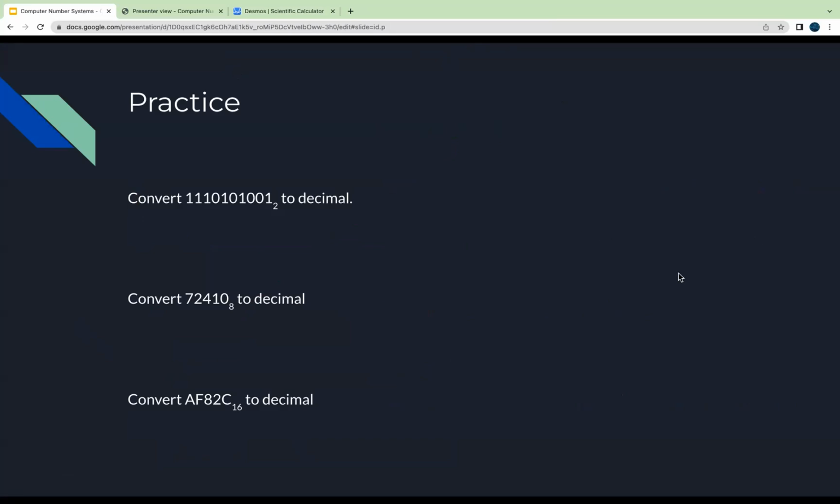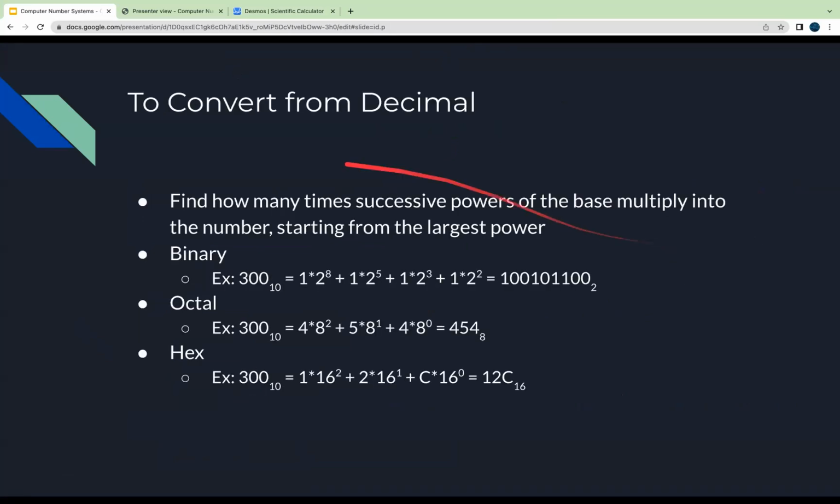So let's move on to our next topic here, which is converting from decimal. So we just learned how to convert to decimal, and now we want to learn how we can convert from decimal. This is a little bit more tedious since it's not as easy as just multiplying the digits by a number, but rather we have to find how many times successive powers of the base can multiply into the number starting from the largest power.